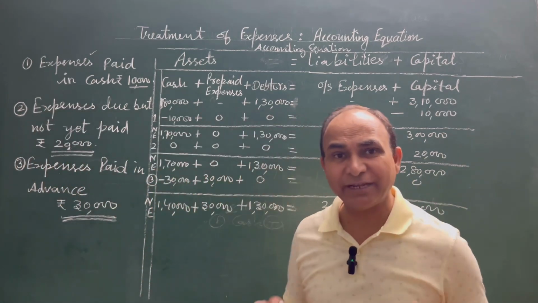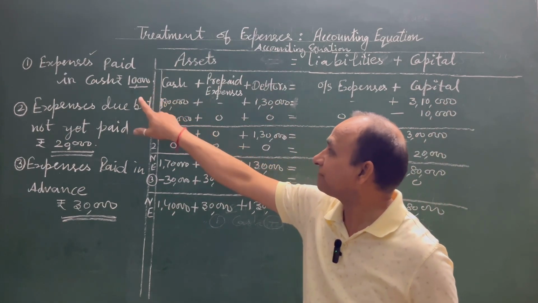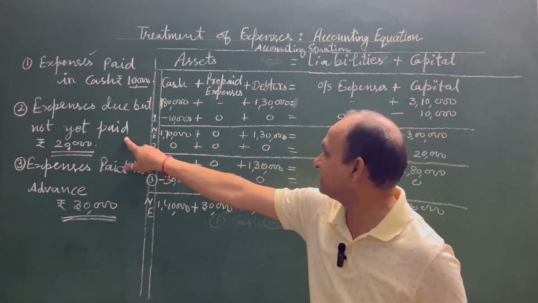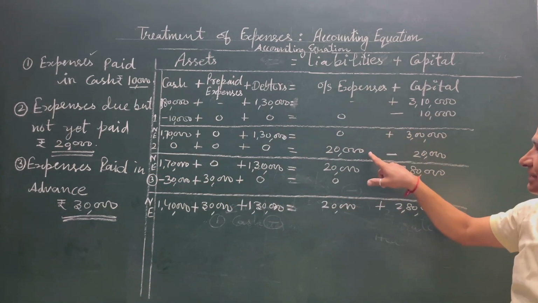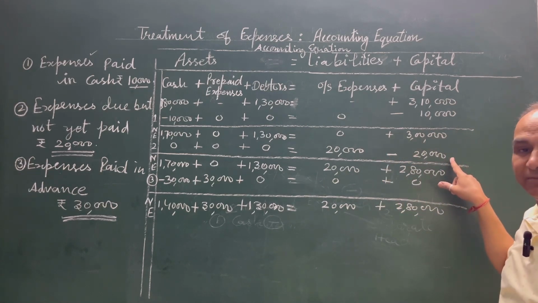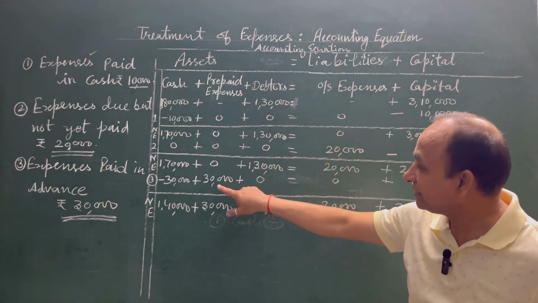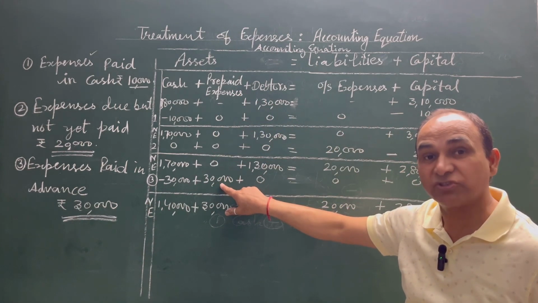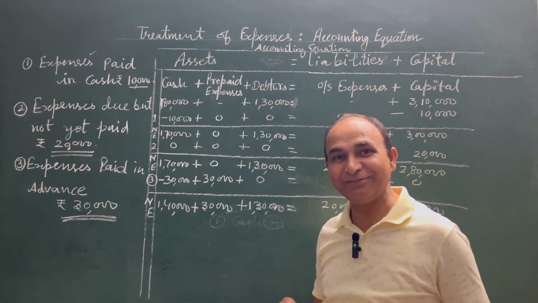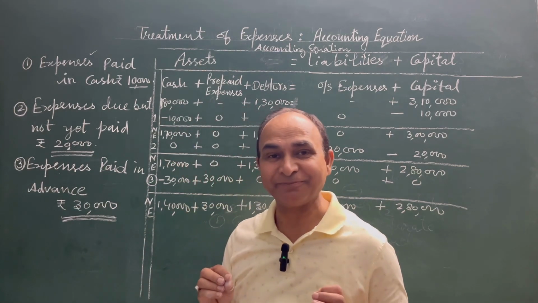So in brief, I would like to tell you once again the effect of expenses. Expenses paid in cash, minus from capital. Outstanding expenses, a separate head is created on the liability side, and minus from capital. And prepaid expenses, a separate head is created on the asset side, it is shown under that, and minus from cash. So I believe the effect of expenses you have understood clearly.